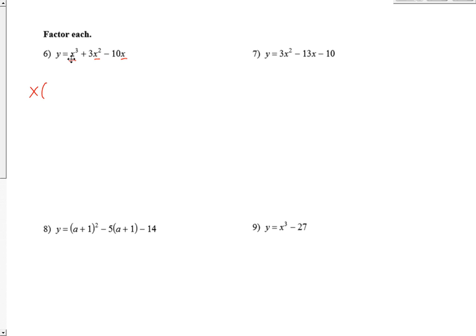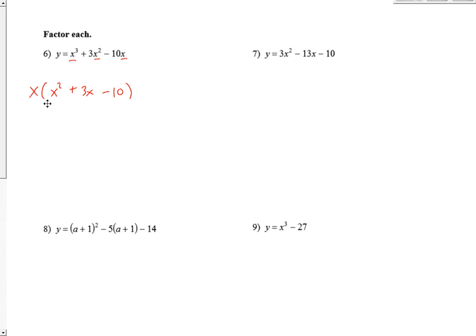When we factor out x from x cubed, we're going to have x squared. And then when we factor out x from 3x squared, we'll knock that down to 3x. And then with the minus 10x, the x is getting factored out to leave just the 10. Now we've got a trinomial, or a quadratic as they call them, that actually can be factored nicely.